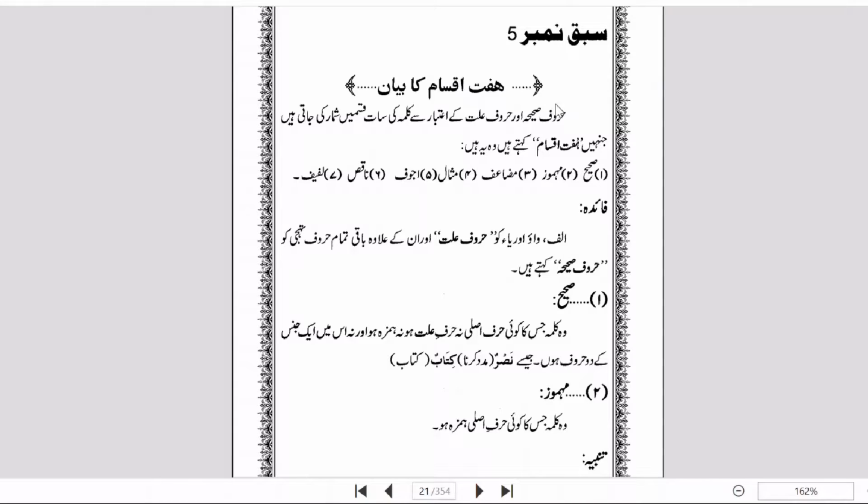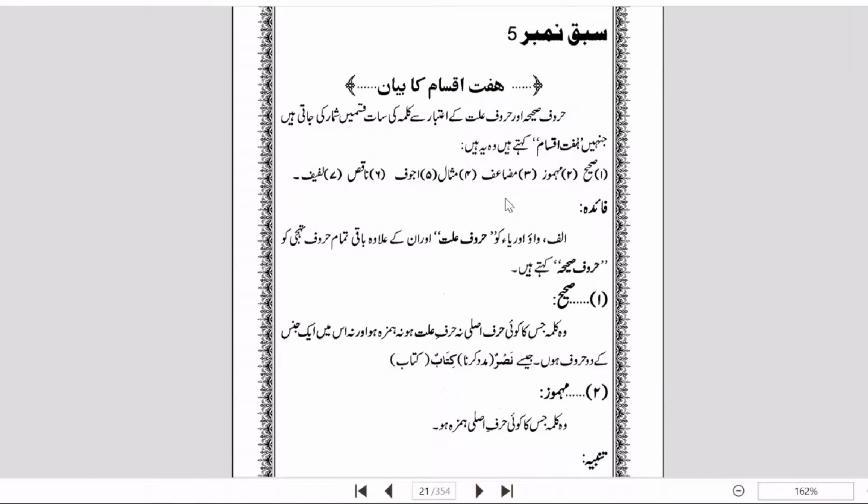So there are 7 types of kalima in terms of having a huruf illat, vowels. These are known as haft aqsam. So the 7 types are known as Sahih, Mahmooz, Mudaf, Misal, Ajwaf, Naqis, and Lafeef.